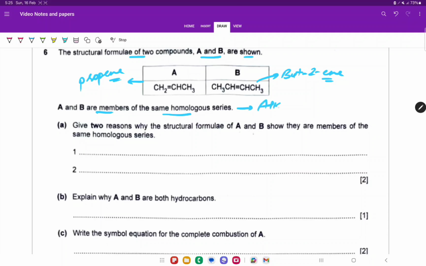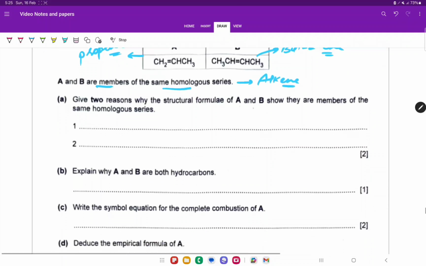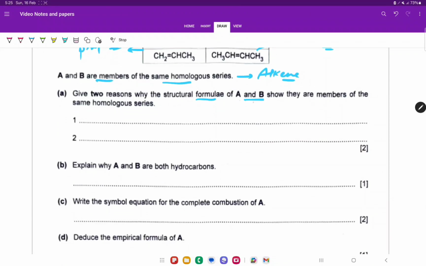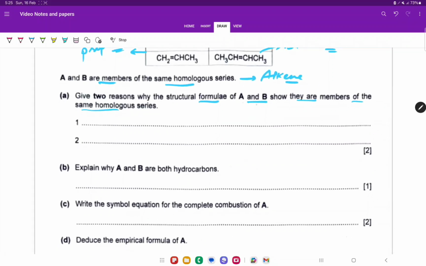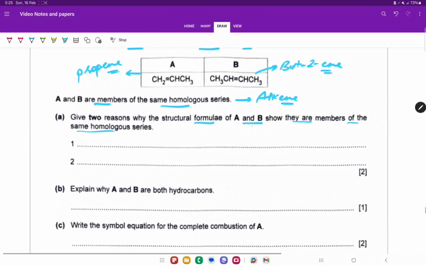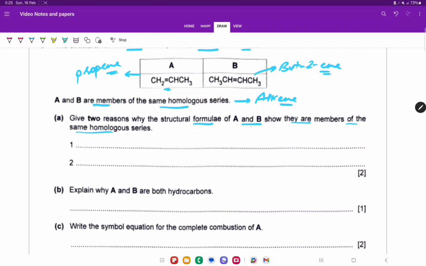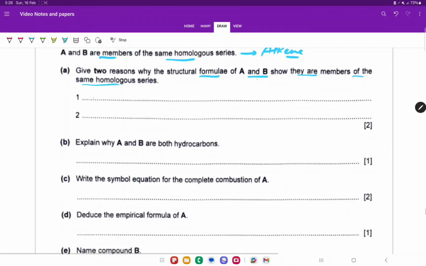Now, give two reasons why the structural formulas of A and B show they are members of the same homologous series. How do these structural formulas show it? The structural formulas show they have a general formula, they have a double bond. So both have a double bond, that is they have the same functional group.